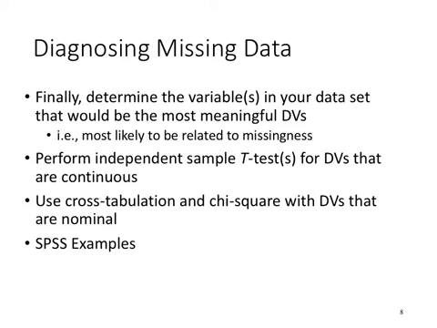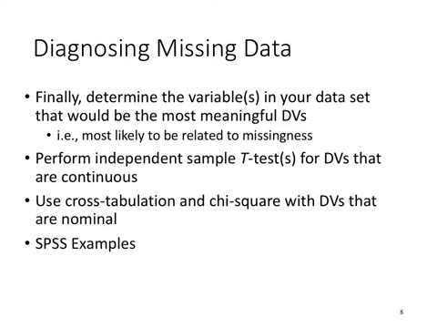And then we want to determine the variables in the data set that would be the most meaningful dependent variables, i.e. most likely to be related to the missingness. So they would be the dependent variables that we're going to use. And we're going to do an independent samples t-test, where our grouping variable is one of the variables that we just created. Our dependent variable is going to be the one, or the variables, that we think are most likely related to the missingness. And we're going to do that if our dependent variable is continuous, so if it's interval or ratio.